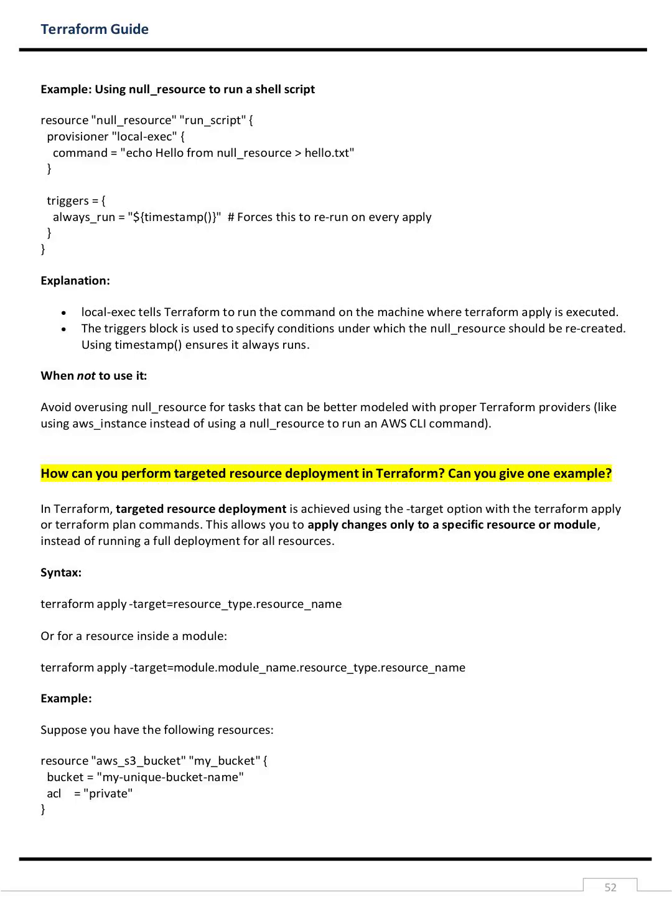Example: using null_resource to run a shell script. The triggers with a timestamp force this to rerun on every apply. Explanation: local-exec tells Terraform to run the command on the machine where terraform apply is executed. The triggers block is used to specify conditions under which the null_resource should be recreated. Using timestamp ensures it always runs.